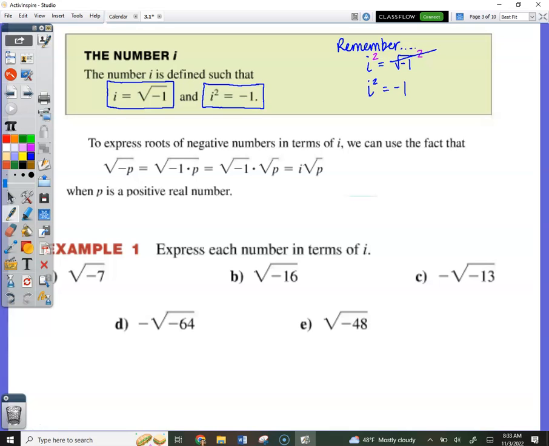Y'all ran 24, right? Oh, gosh, I have to all see.